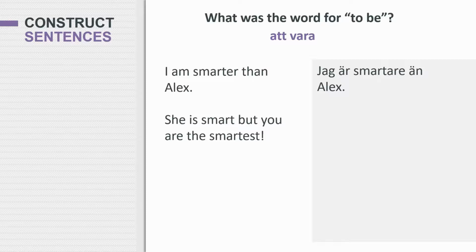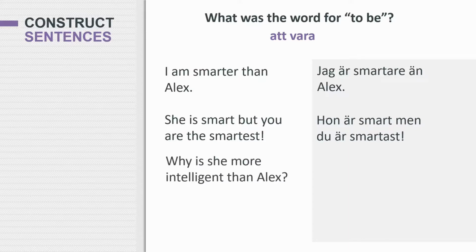So how did you say but in Swedish? Men. So how do you say the whole sentence now? She is smart, but you are the smartest. Hon är smart, men du är smartast. So what was the word for why in Swedish? Varför. So how do you say why is she more intelligent than Alex? Varför är hon mer intelligent än Alex?